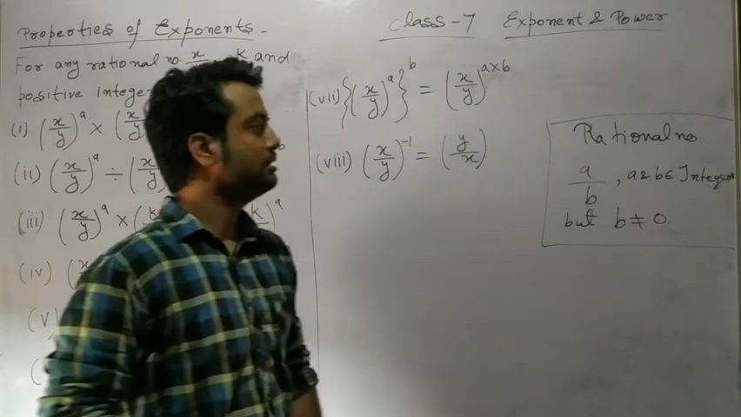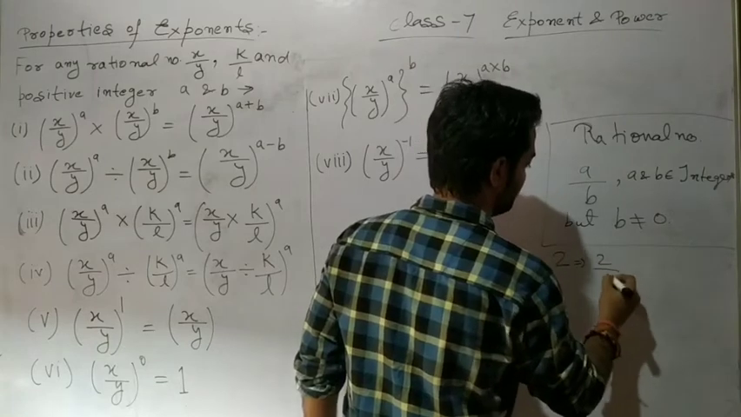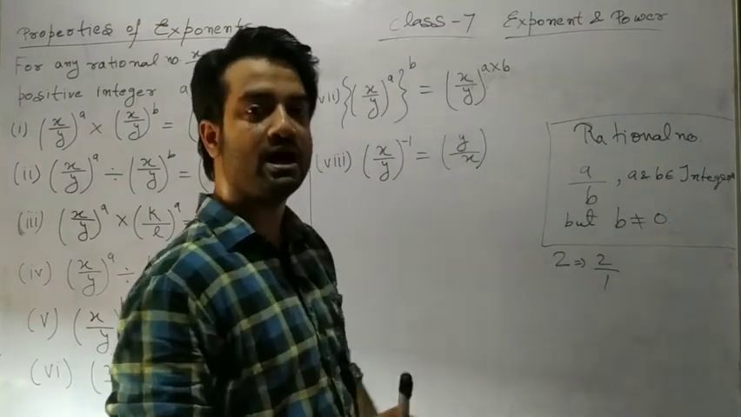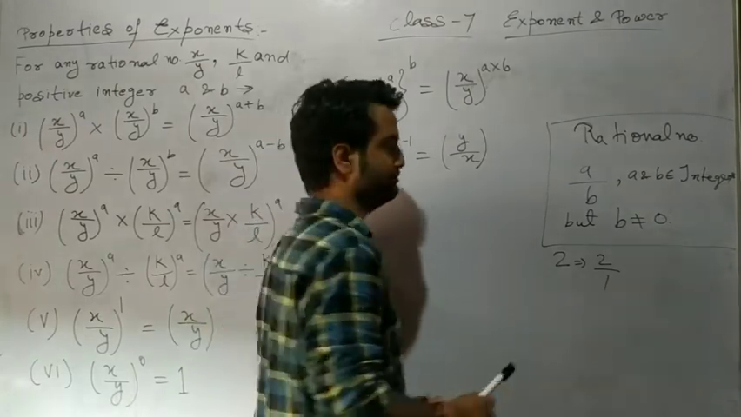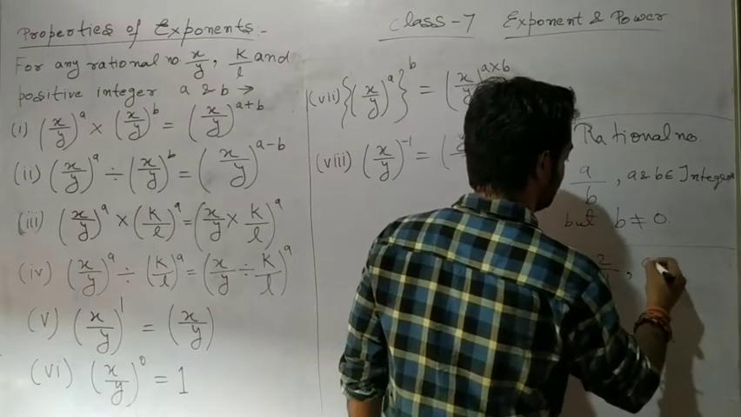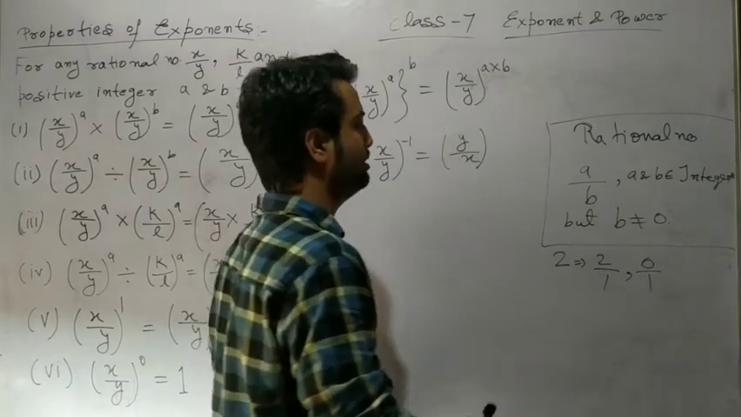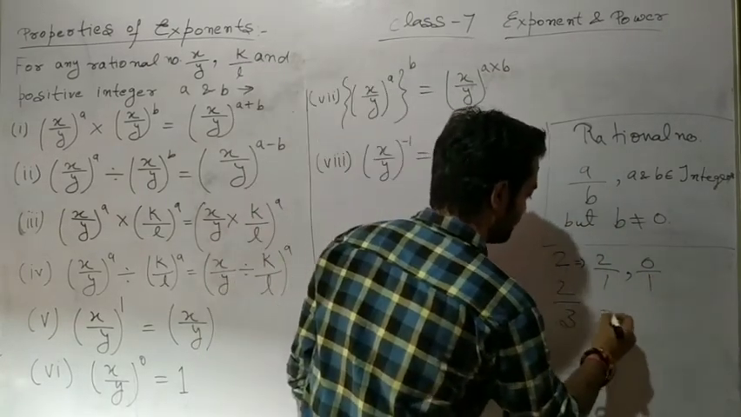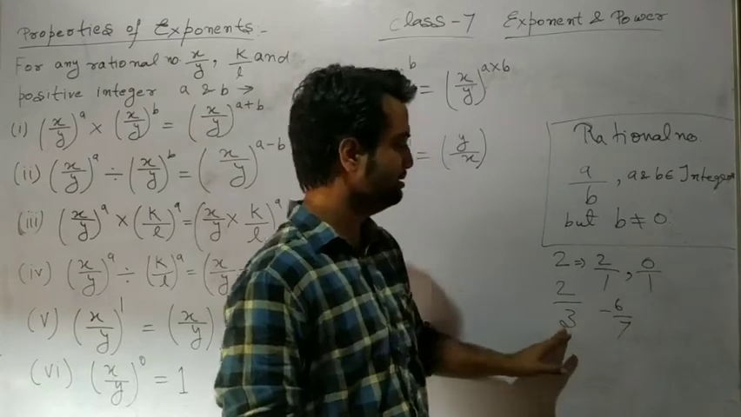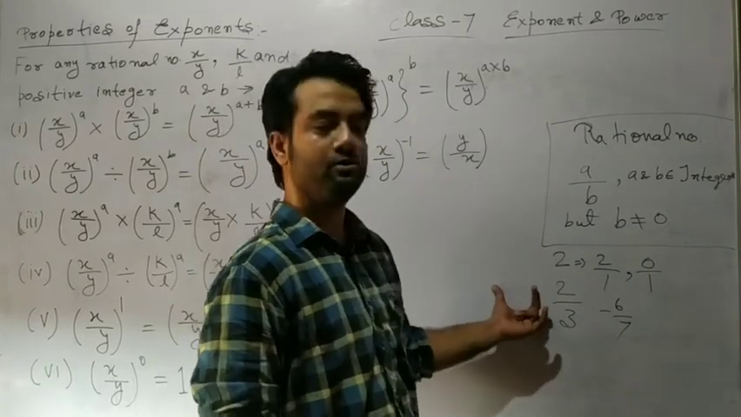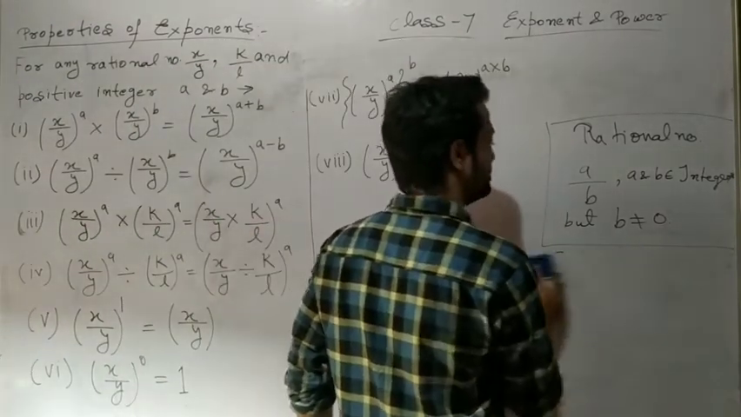Many numbers are rational numbers. For example, 2 is a rational number because it can be written as 2 upon 1. All the integers are already rational numbers because they have 1 as their denominator. 0 is also a rational number because 0 can be written as 0 upon 1. 2 by 3 is a rational number. Minus 6 upon 7 is a rational number. You can find more examples. So that was a brief introduction about rational numbers.